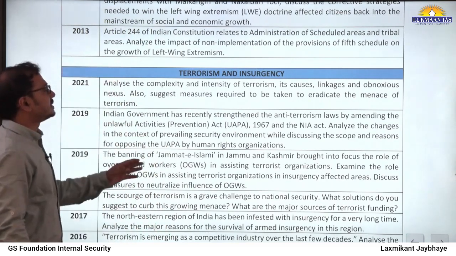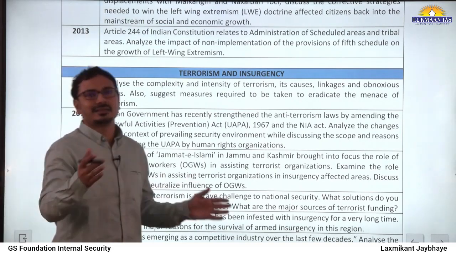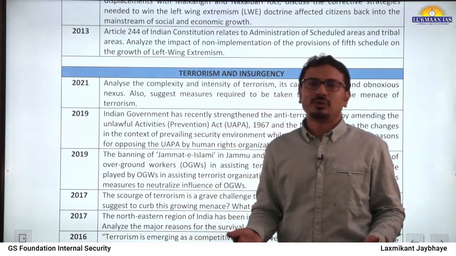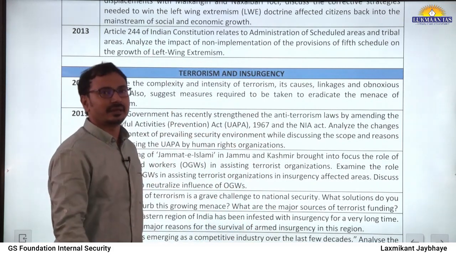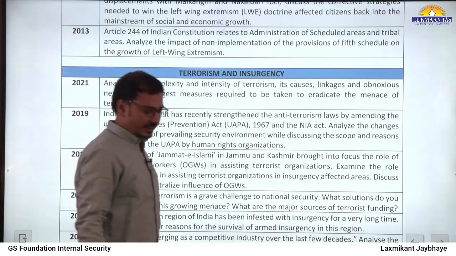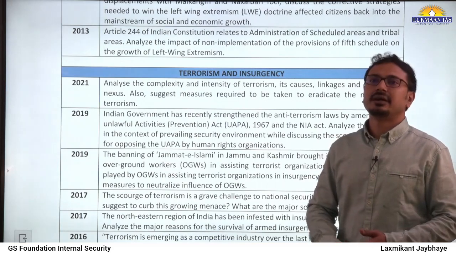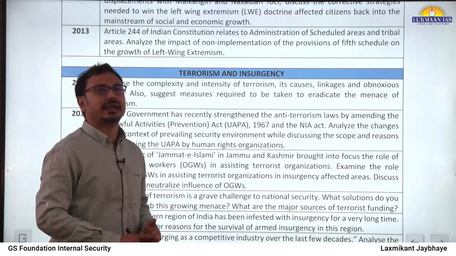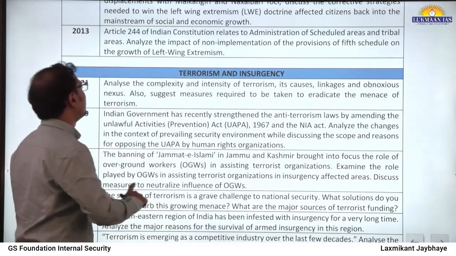Then linkages, obnoxious nexus, basically linkages with external state and non-state actors. So it is linked with the external state and non-state actors. It is linked with religious fundamentalism and the fundamentalist organizations. It is linked with certain kinds of organized crimes. Okay, then you mention the nexus, obnoxious nexus.